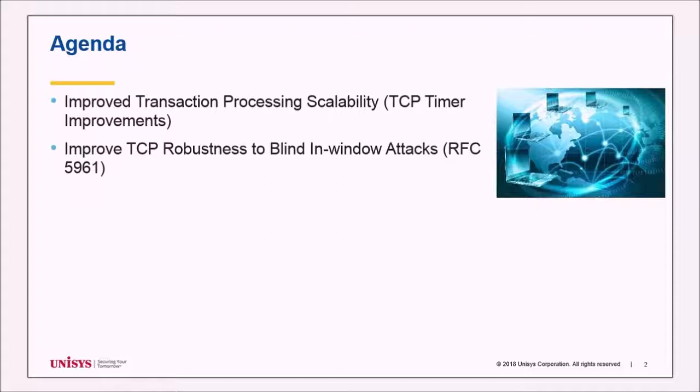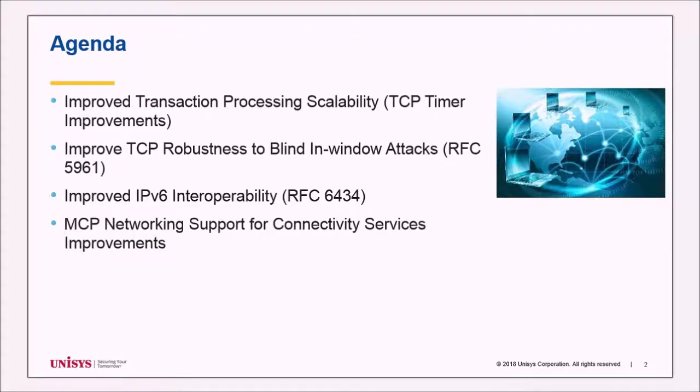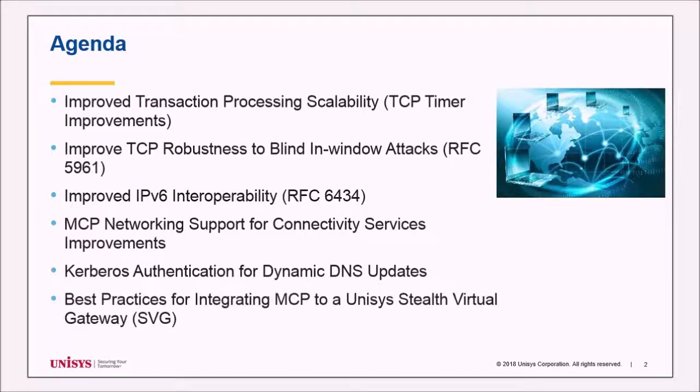I'll also be talking about our implementation to RFC 5961, changes we've made to update our IP version 6 implementation, also MCP networking changes we've made to support improvements to AIS connectivity services, secure connections for our dynamic DNS feature, and documentation that we're publishing for best practices for integrating an MCP system to a network protected by Unisys Stealth.